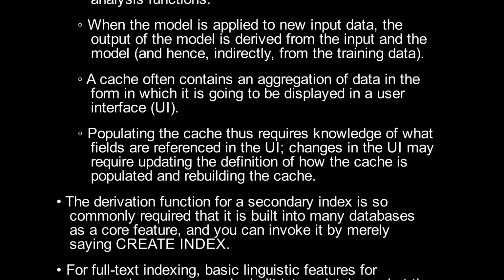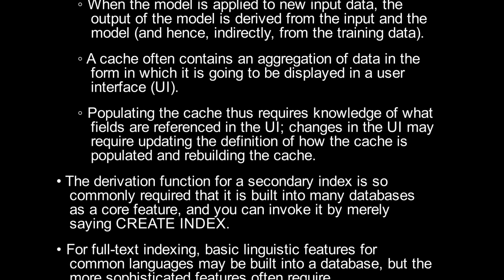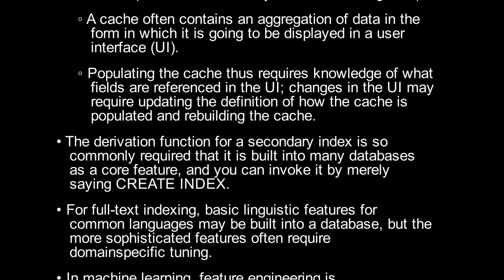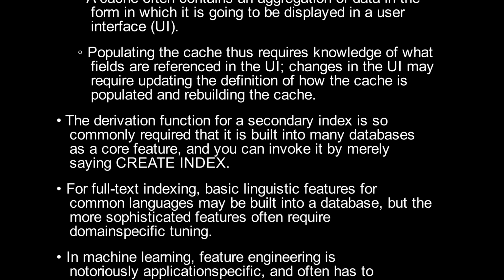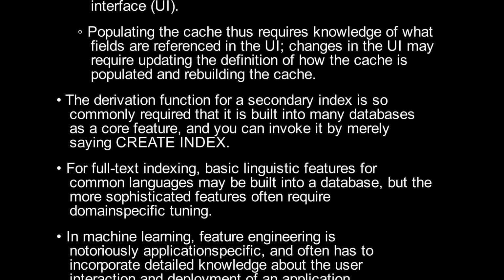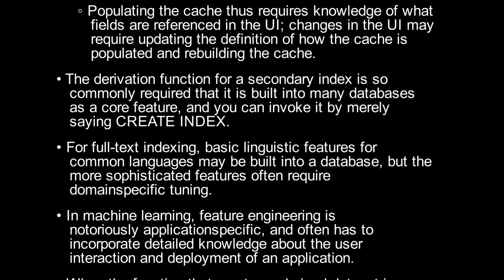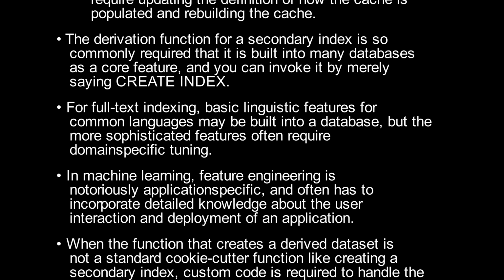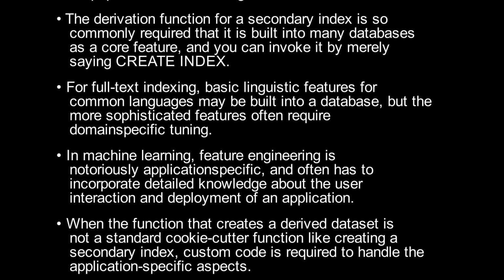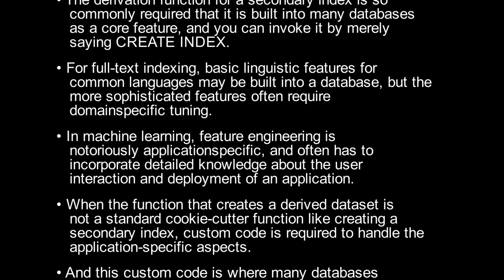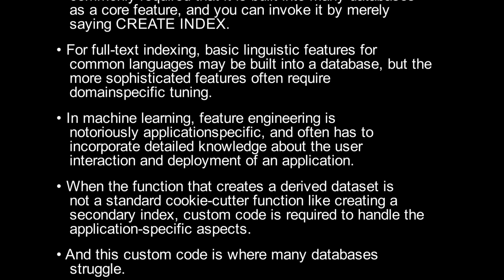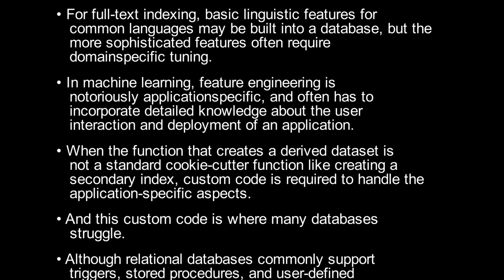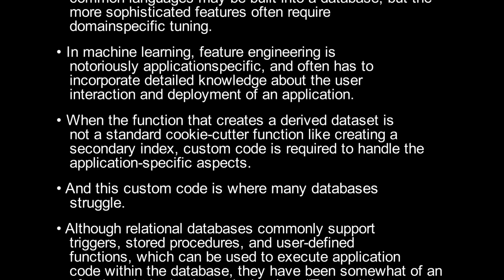The derivation function for a secondary index is so commonly required that it is built into many databases as a core feature, and you can invoke it by merely saying CREATE INDEX. For full-text indexing, basic linguistic features for common languages may be built into a database, but the more sophisticated features often require domain-specific tuning. In machine learning, feature engineering is notoriously application-specific and often has to incorporate detailed knowledge about the user interaction and deployment of an application. When a function that creates a derived dataset is not a standard cookie-cutter function like creating a secondary index, custom code is required to handle the application-specific aspects, and this custom code is where many databases struggle.